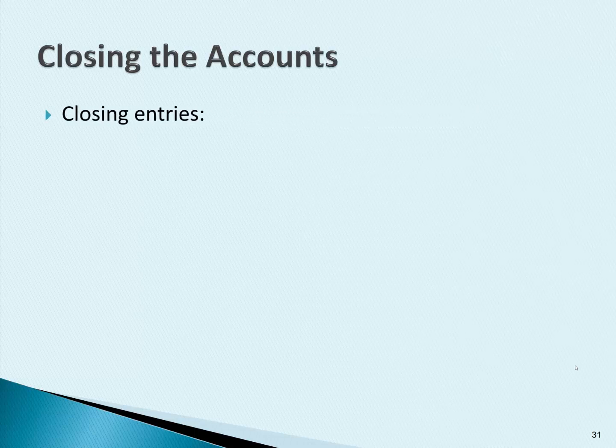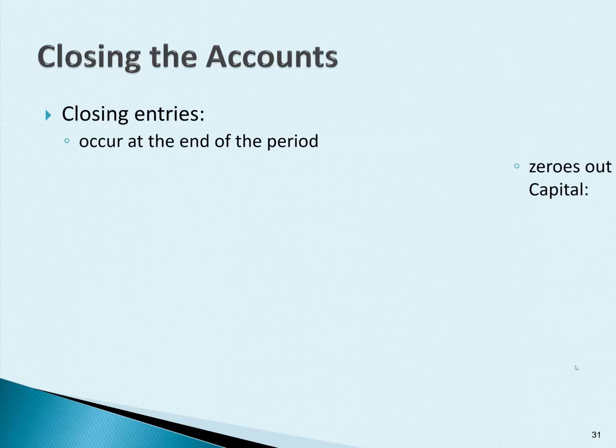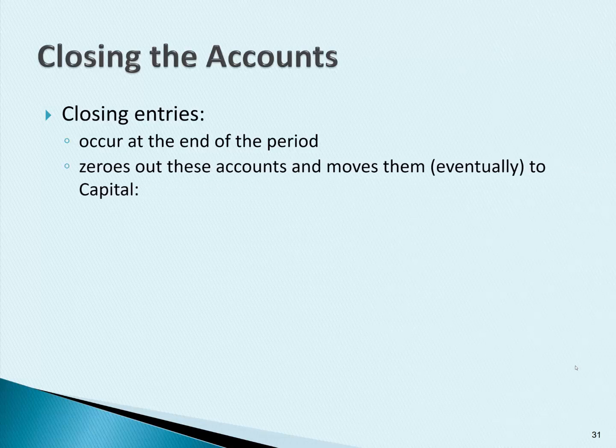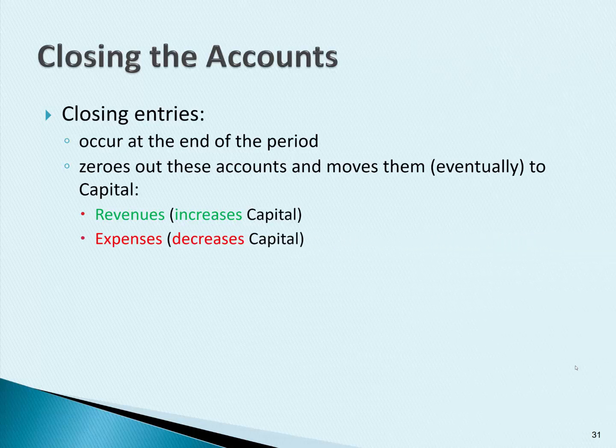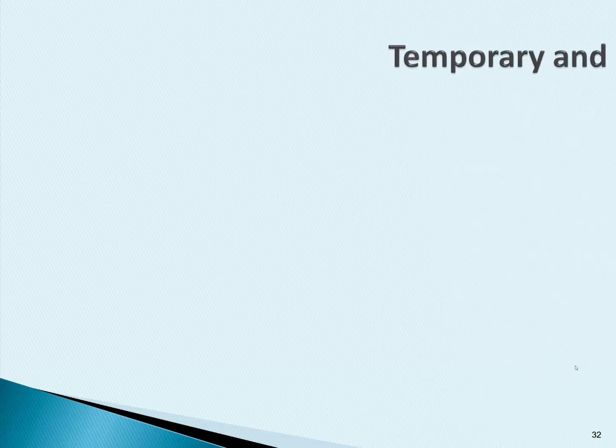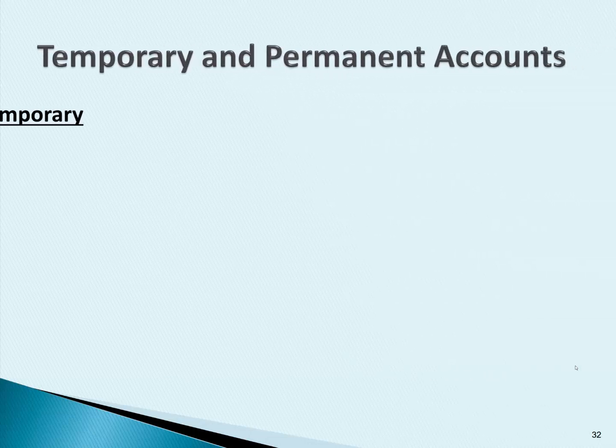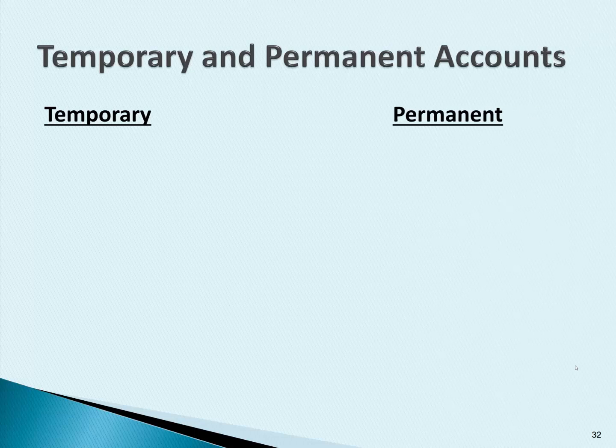So here are the closing entries that we do. We record them at the end of the accounting period, and they're going to zero out the temporary accounts, revenue, expenses, and draws, and move them eventually to capital. So we're going to close revenues, which will increase capital. We're going to close our expenses, which bring capital down. And we'll close out our draws. They also decrease capital. Okay, so let's talk more about temporary and permanent accounts.